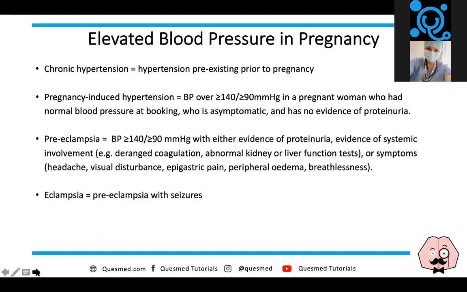Pregnancy-induced hypertension is a blood pressure over 140 systolic or over 90 diastolic in a pregnant person who had a normal blood pressure at booking, who is asymptomatic and has no evidence of proteinuria. Pre-eclampsia, that's when the blood pressure is over 140 over 90, with either evidence of proteinuria, systemic involvement, so something like deranged coagulation, abnormal kidney function, abnormal LFTs, or if she has symptoms, so headache, visual disturbance, epigastric pain, peripheral edema. And eclampsia, well, that's essentially pre-eclampsia with seizures.